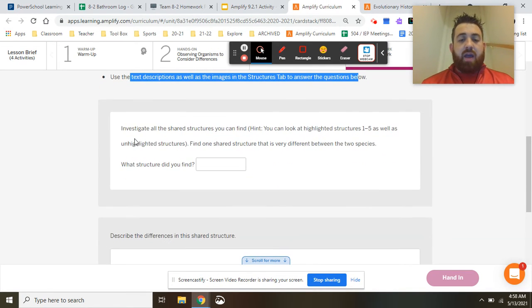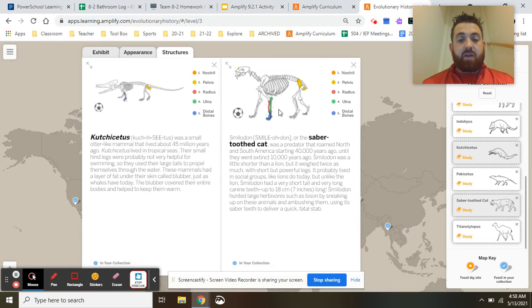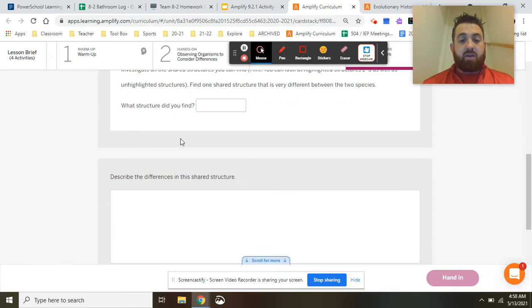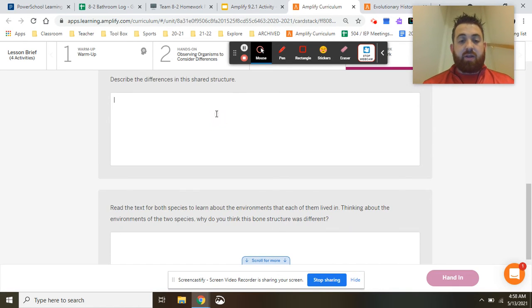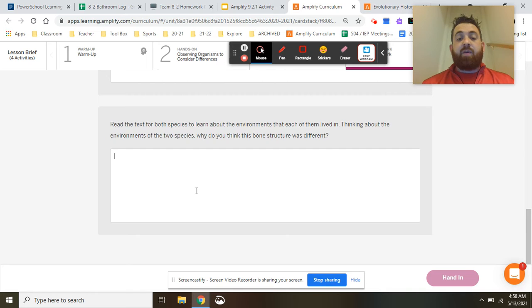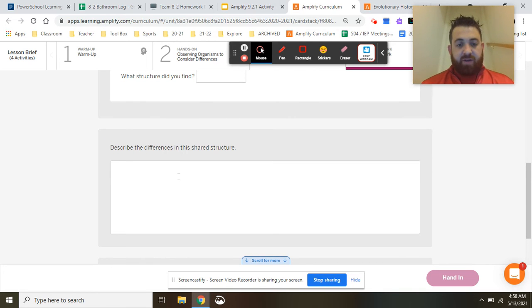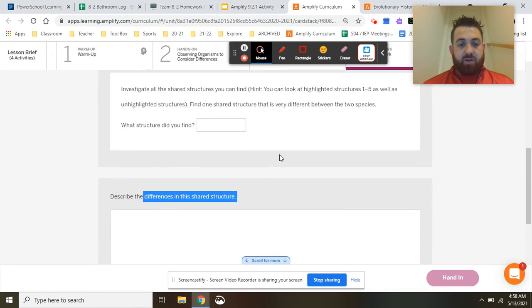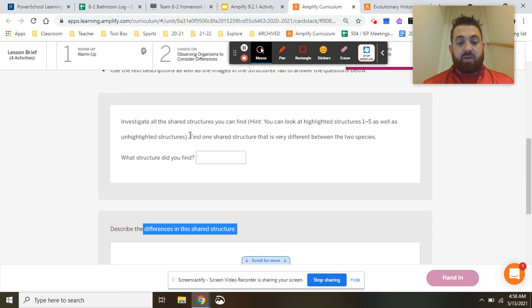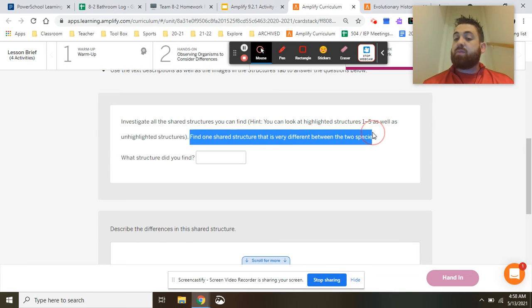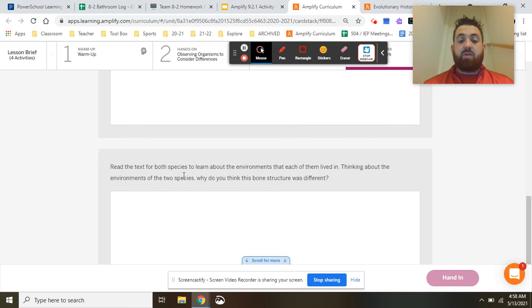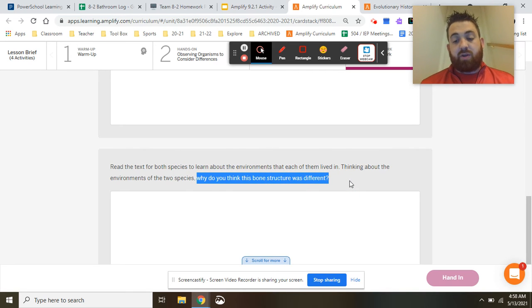And when we look at the questions here, we're going to be using our two images here to help us start by answering the first question, then the second, then the third. And we're going to be focusing on making some different observations about the differences in their shared structure. We're going to be finding structures that are very different between the two species. And then we're going to be using the evidence in the text to begin explaining how the environment maybe explains why these bone structures are different.